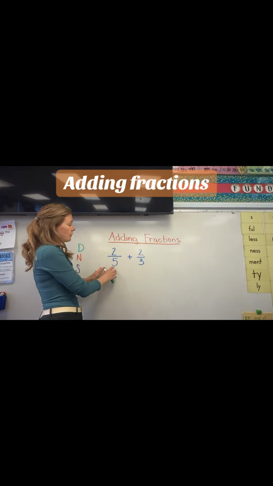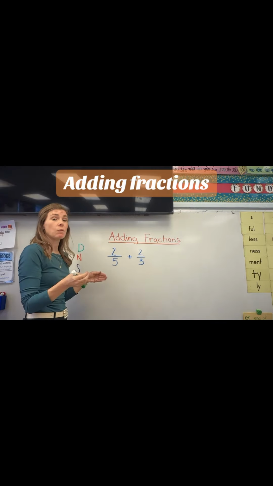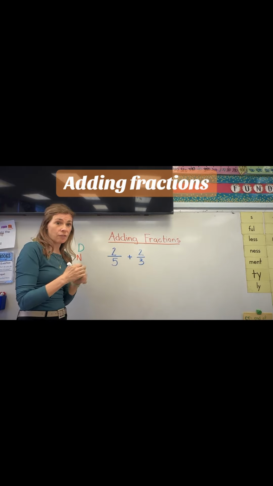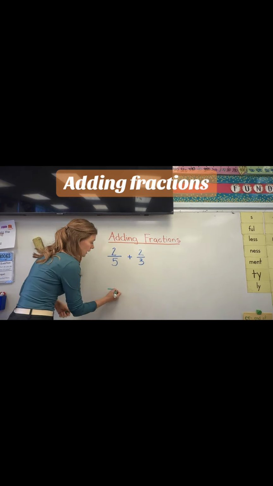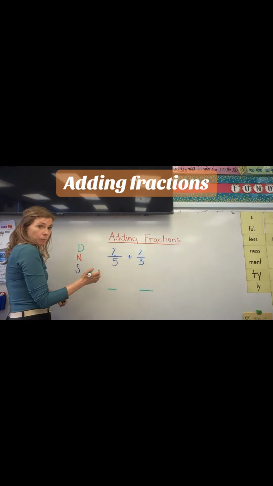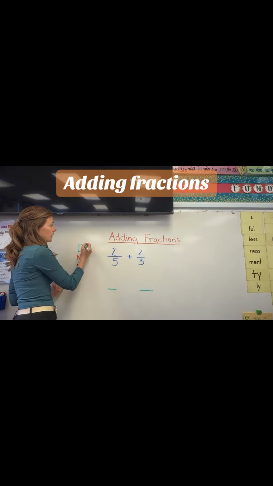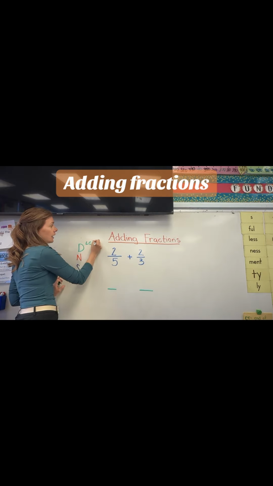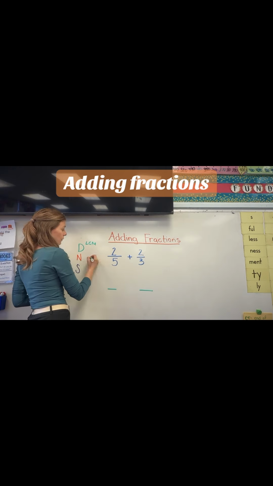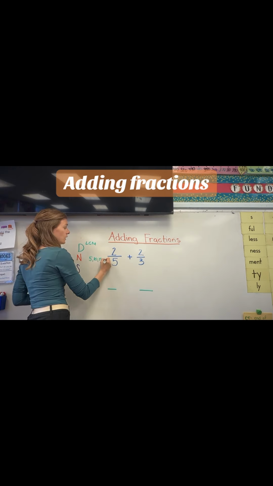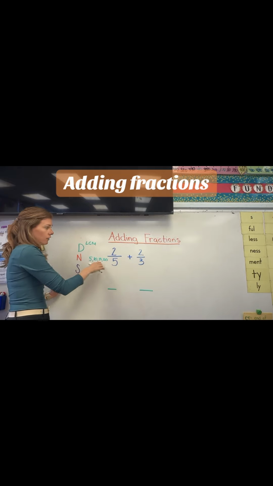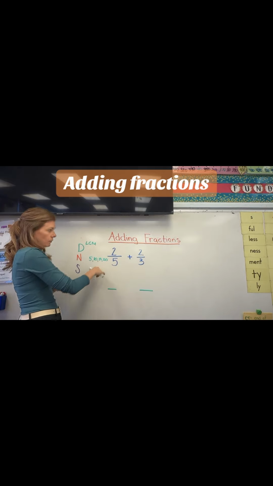Okay, so the denominators are 5 and 3. They're not the same. We need to make them the same in order to add the fractions. So in order to make them the same, we have to list the multiples. So we have to find the LCM, the least common multiple. So we have 5, 10, 15, 20, right? 5 times 1, 5 times 2, 5 times 3, 5 times 4.